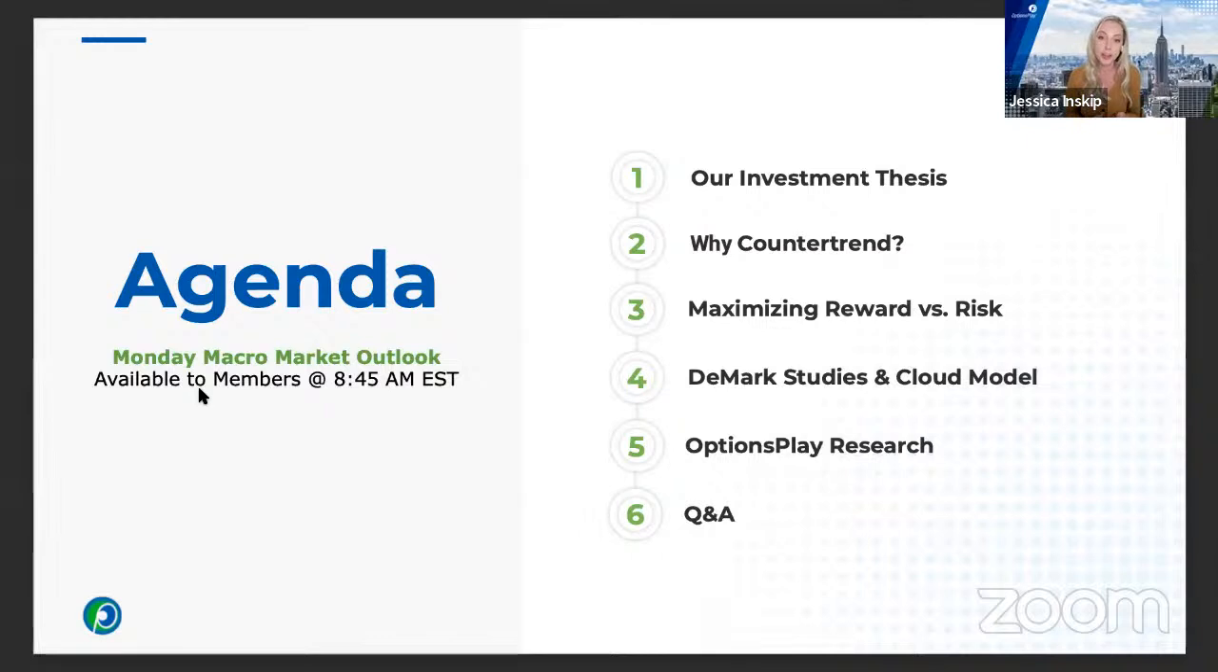We'll go through the actual indicators that Rick uses. I'll hand it over to him and make sure that he covers and gives us some good examples. Perhaps we'll even talk about the market and what we're looking at, going through the Demark studies and the cloud model. Then we'll show you some OptionsPlay research and tools and save some time for Q&A.